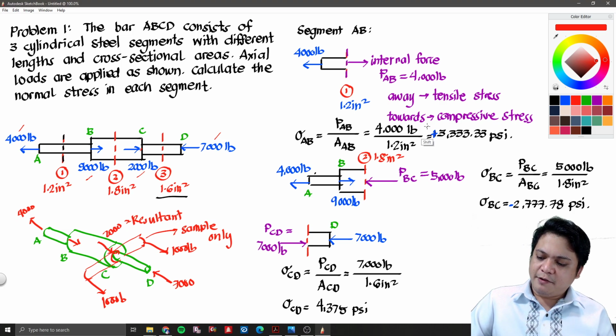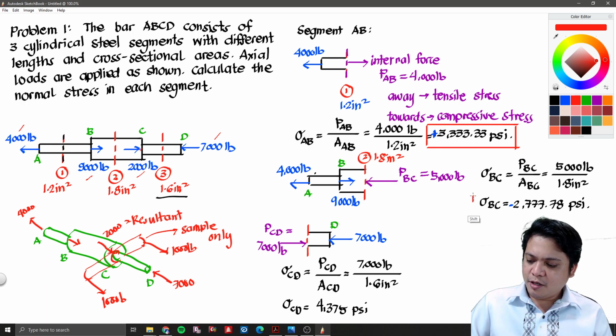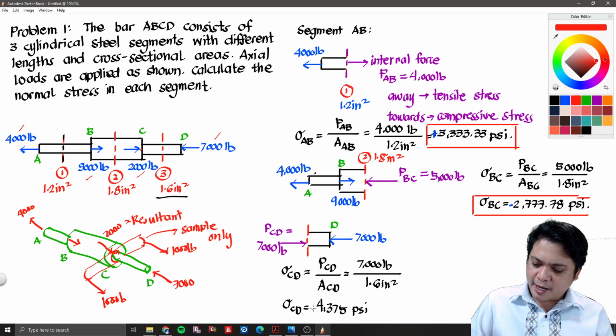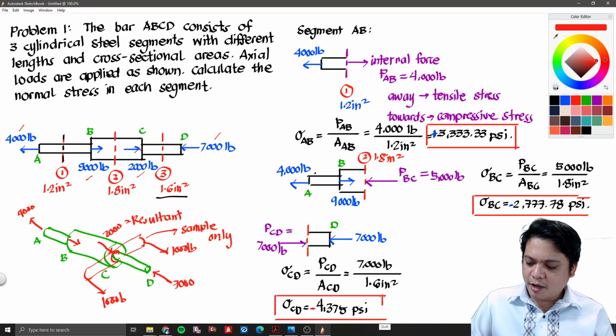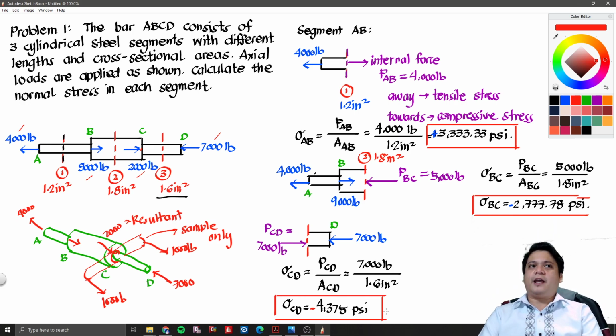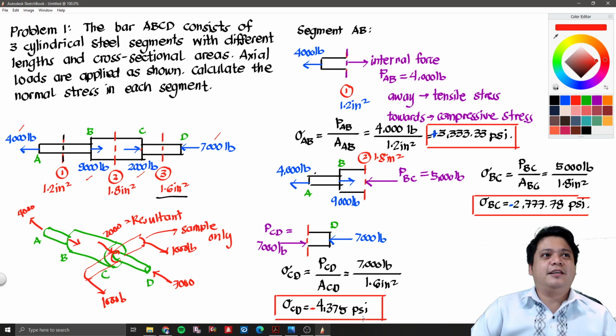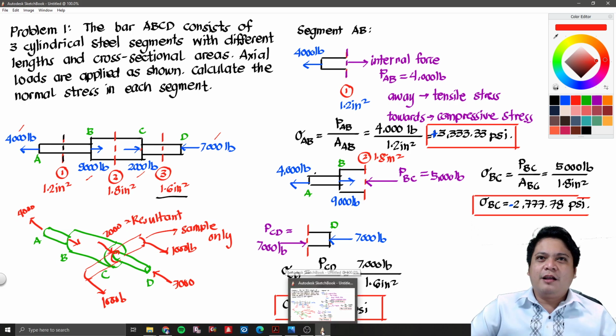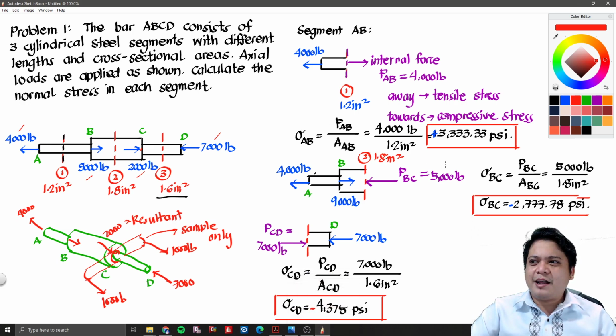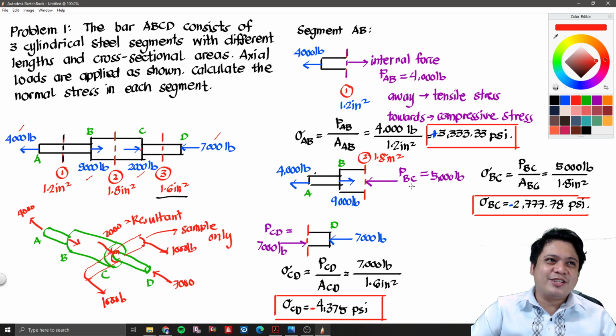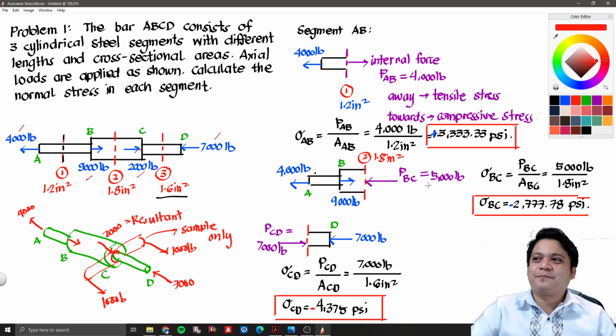So, we will be having here on the segment AB, tensile stress. Segment BC, compressive stress. And then again, we will be having here minus to denote that this is a compressive stress. Okay? So, iyon yung ating tatlong stresses sa kada section. Ganun lang, napakadali lang naman ng normal stress, no? That's just P all over A.